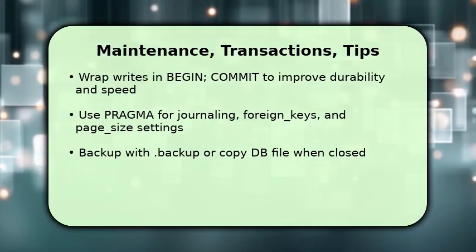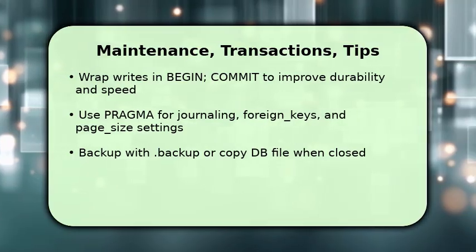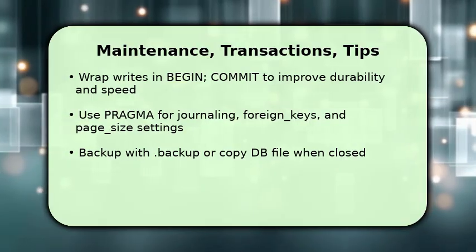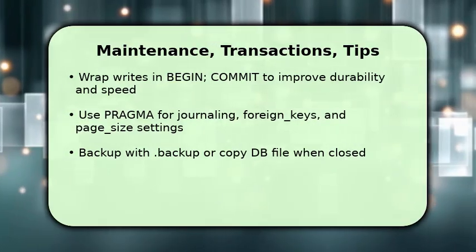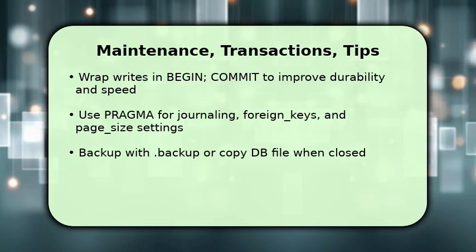For backups, either use the .backup command inside SQLite 3 or copy the closed DB file. If something goes wrong, first check file locks and run PRAGMA integrity_check. This reveals corruption and points to restoring from your most recent backup.